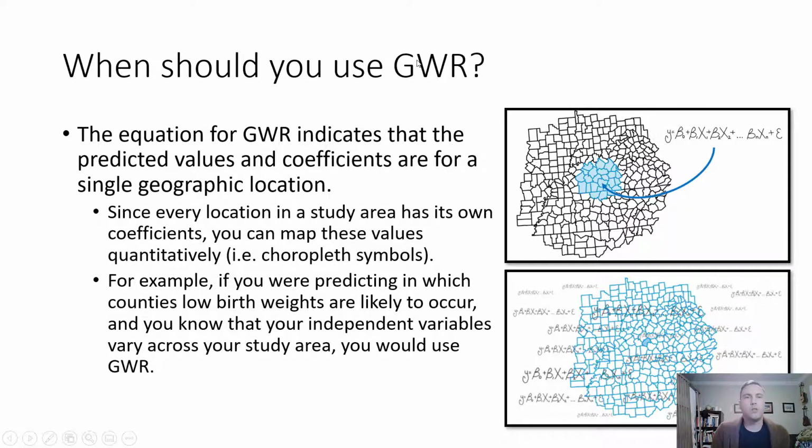So when should you use GWR? The equation for GWR indicates that the predicted values and the coefficients are for a single geographic location. Since every location in a study area has its own coefficients, you can map these values quantitatively, and you will in today's lab. You can do choropleth or graduated colors based off of the various coefficients that are assigned to each polygon. For example, if you were predicting in which counties low birth weights are likely to occur, and you know that your independent variables vary across your study area, you would want to use GWR in that case.